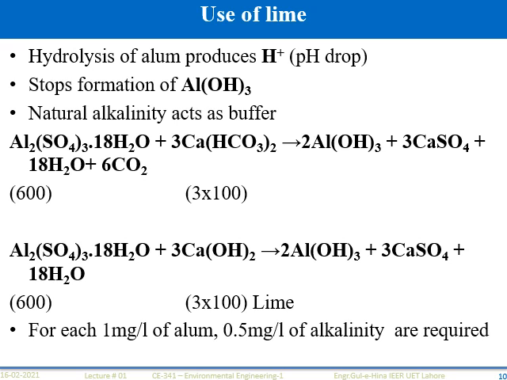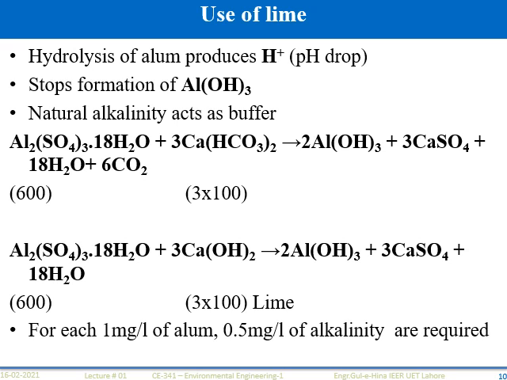So hydrolysis of alum, as you can see in the picture in the last slide, produces hydrogen ions, which will drop the pH of the water. ठीक है ना, and when your pH drops, यानी pH acidic side पे चला जाएगा, so it will stop the formation of aluminum hydroxide. ठीक है, so basically aluminum hydroxide is the particle which will allow the colloidal particles to form the flocculation particles.